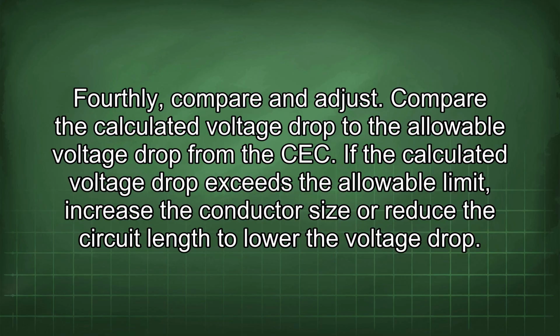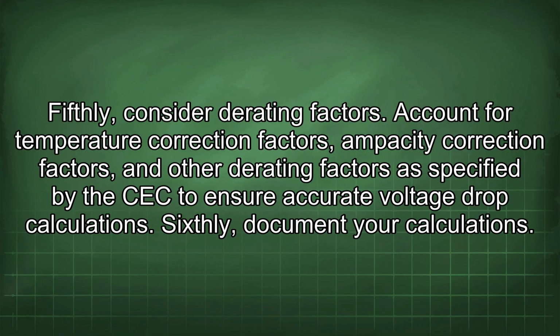If the calculated voltage drop exceeds the allowable limit, increase the conductor size or reduce the circuit length to lower the voltage drop. Fifthly, consider derating factors. Account for temperature correction factors, ampacity correction factors, and other derating factors as specified by the CEC to ensure accurate voltage drop calculations. Sixthly, document your calculations.